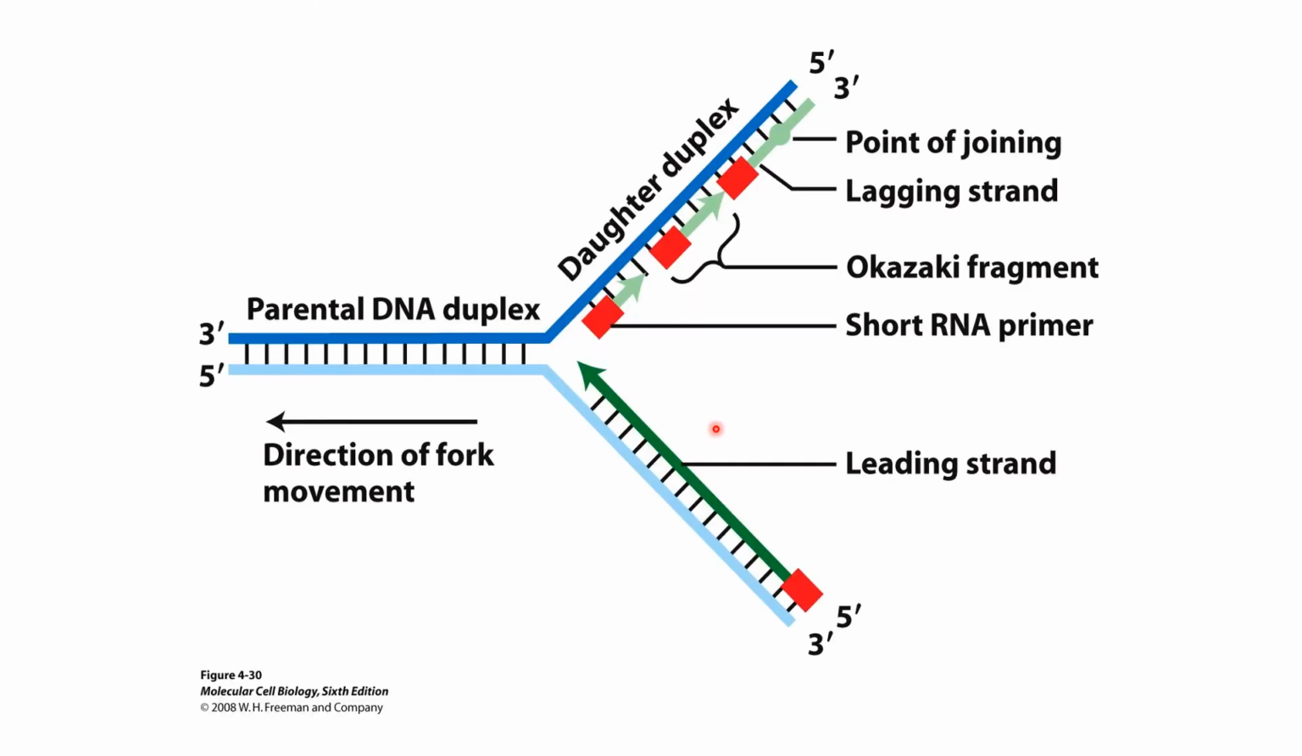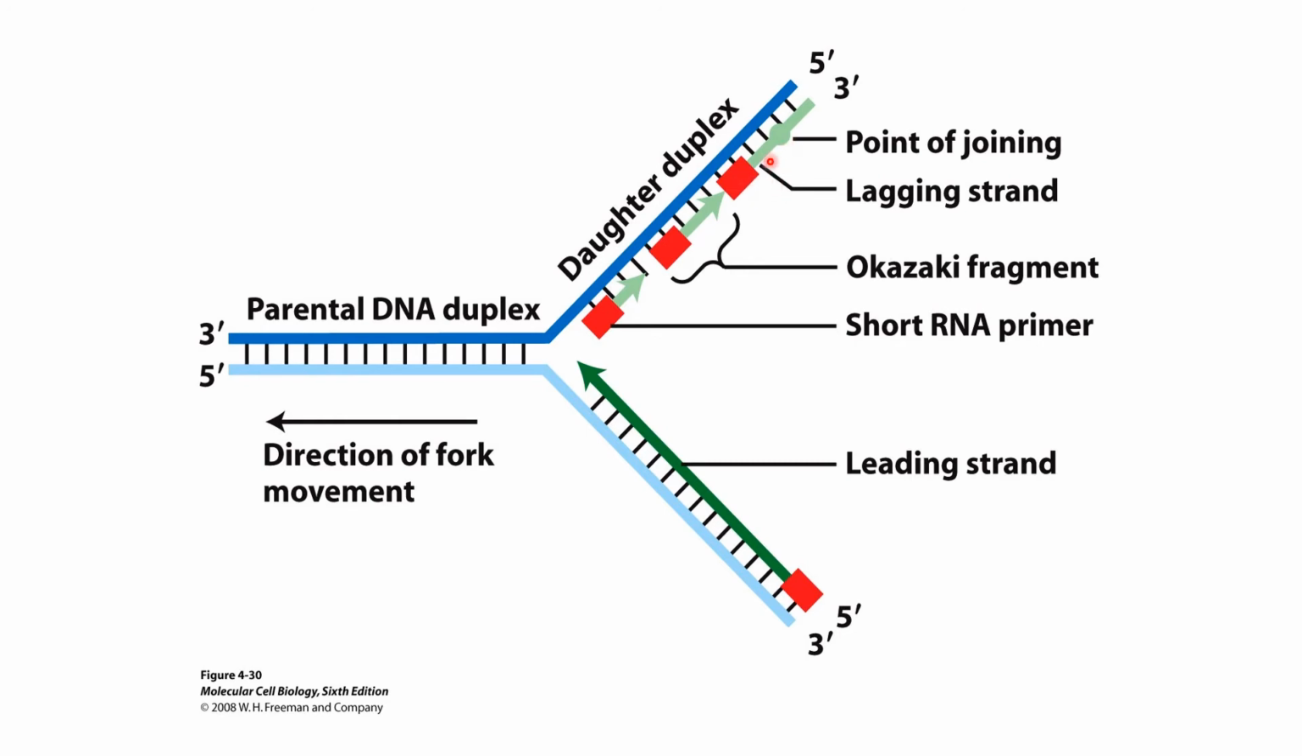This is another example of leading and lagging strand synthesis. This is the parental DNA and this is the direction of fork movement. These are the small Okazaki fragments which are being synthesized. Here it is shown that two fragments are joined with the help of the enzyme ligase, and after that their RNA primer is removed.